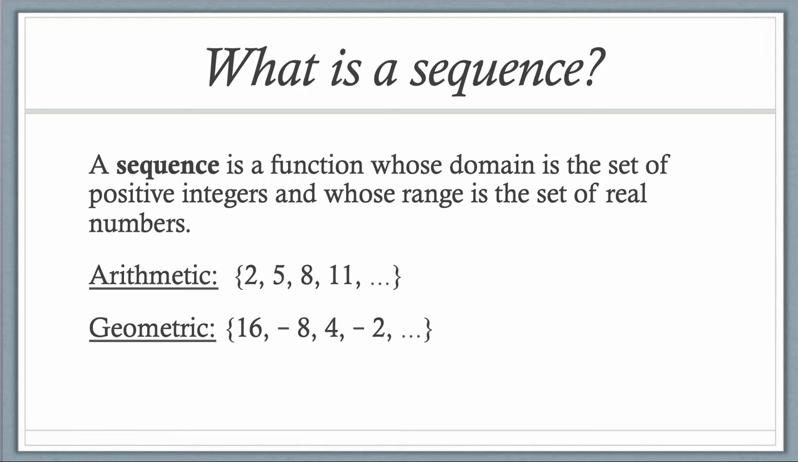Another type of sequence that we could see is a constant sequence. That just means that every term is the exact same number. So here we have 1, 1, 1, 1, 1.